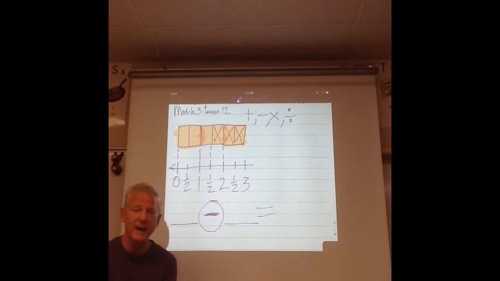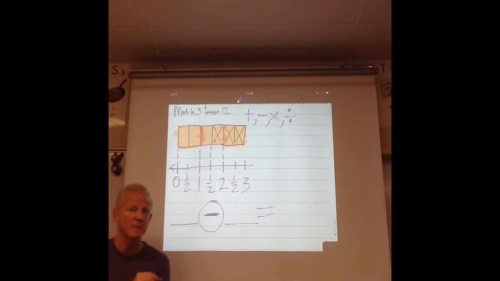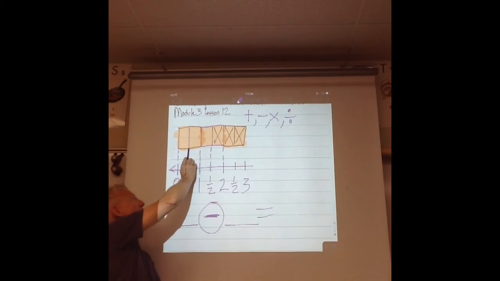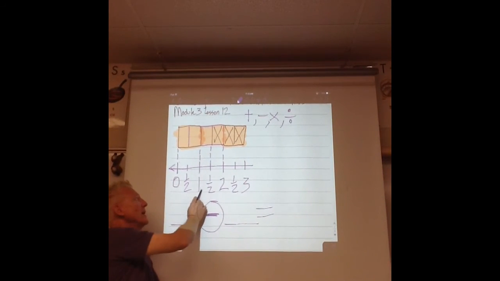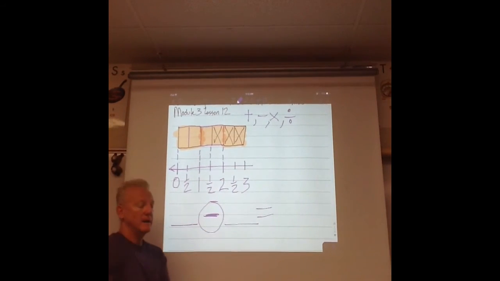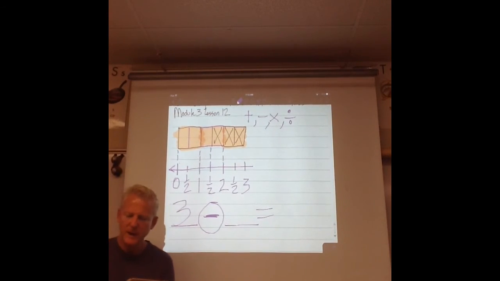The total, by the way, for you out on the internet land, the total always comes first in a subtraction problem. The total also comes first in a division problem. So what's our total here today? We have 1, 2, 3. So our number is 3. Good job.